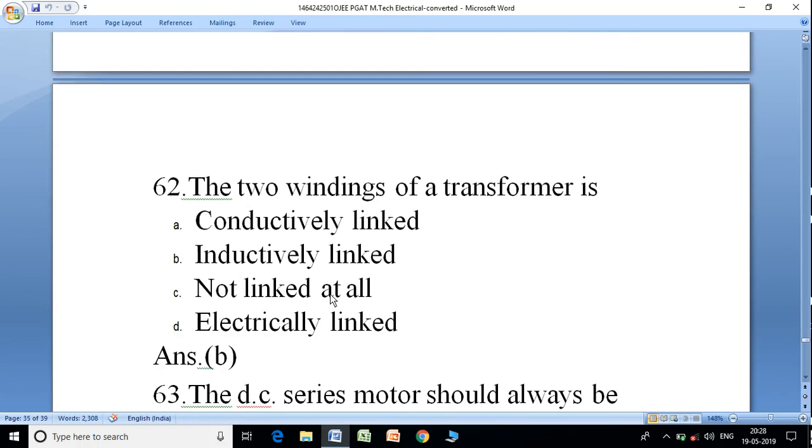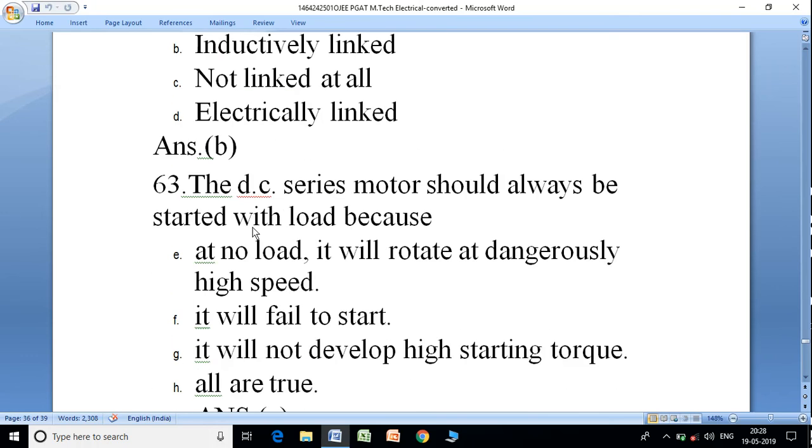So next question. The two windings of a transformer are conductively linked, inductively linked, not linked, or electrically linked? The transformer windings are electrically separated but magnetically linked. Therefore, B is the correct answer, that is inductively linked. The DC series motor is always started with a load because at no load it will rotate at dangerously high speed. Therefore, this is the correct answer.